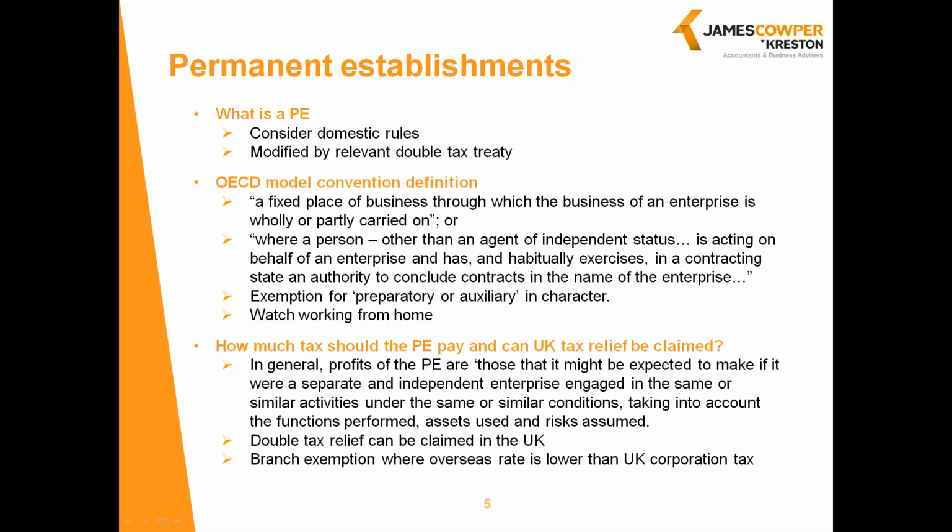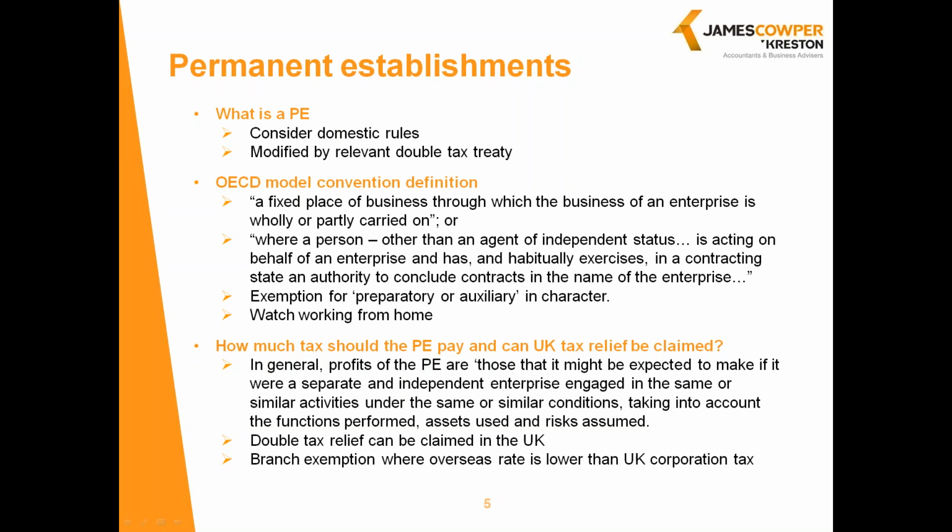As the PE is a branch of the UK company, the profits of the PE would potentially be taxed twice, both in the overseas territory and in the UK. As mentioned previously, the UK does allow double tax relief to be claimed. This is calculated by determining the taxable profit of the PE under UK principles, and relief is available for the lower of the overseas tax suffered and the UK tax on those adjusted profits.